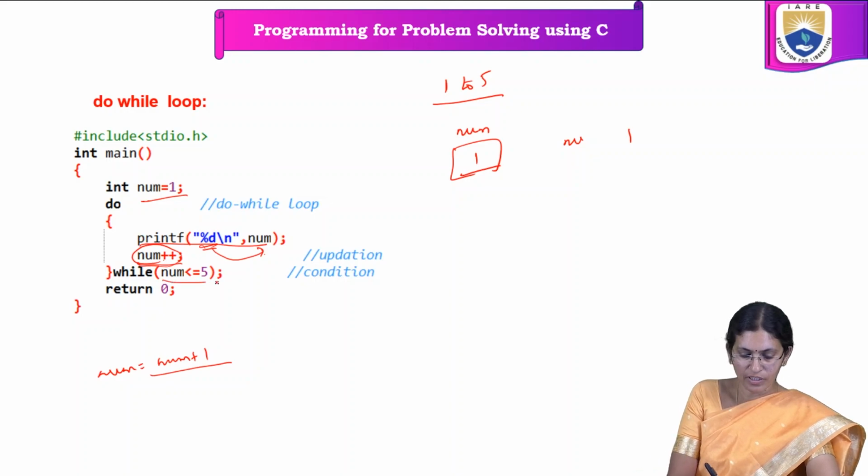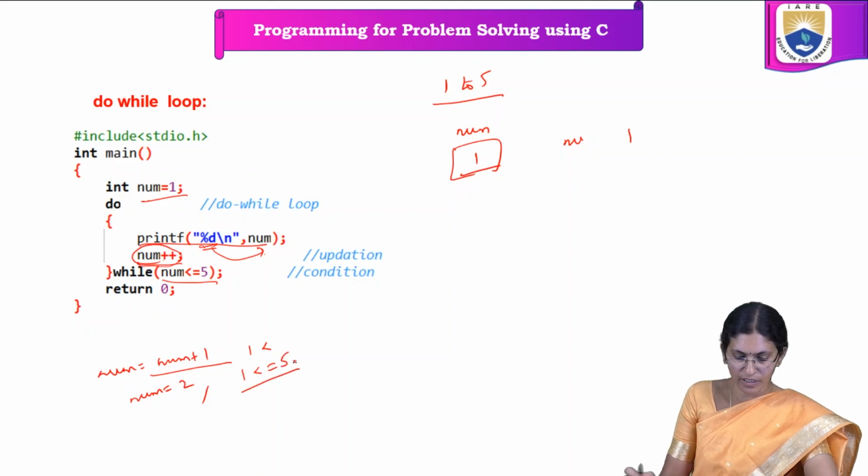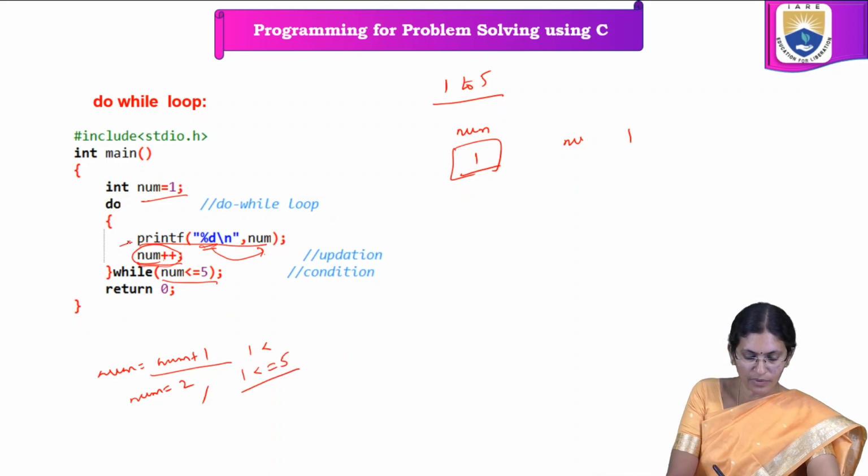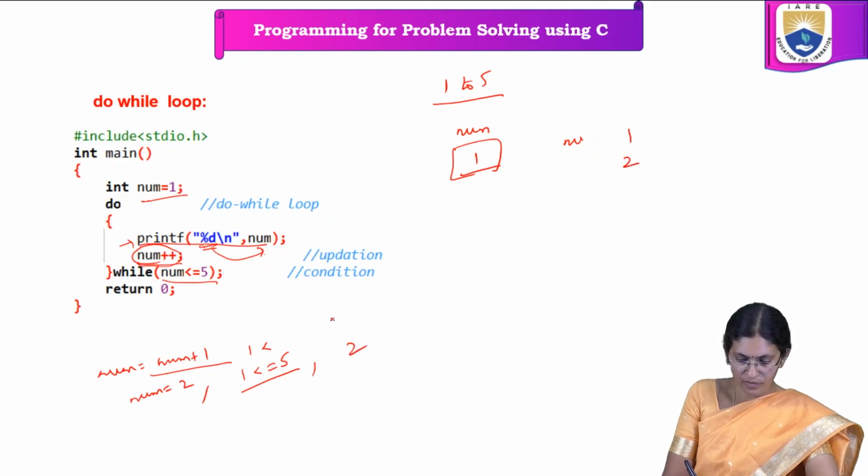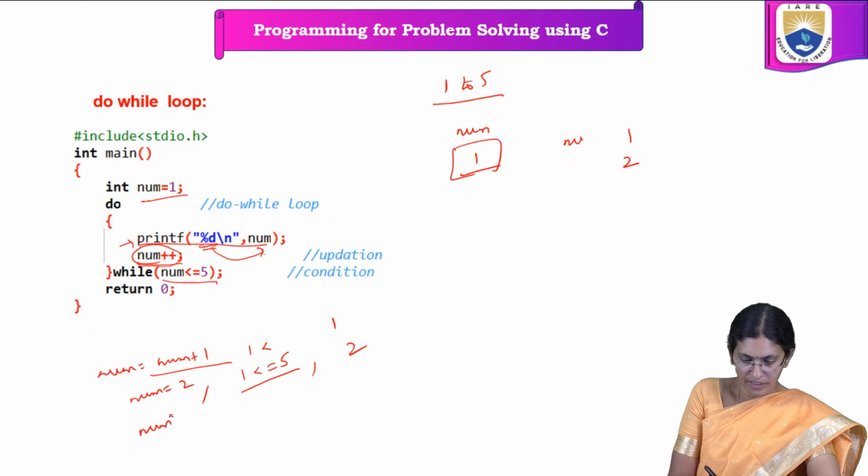Then after that it will check the condition, num is less than or equal to 5. So here num is equal to 2 now. After that, 2 is less than or equal to 5. This condition will be checked. It is true. So therefore again the printf statement will be executed. The output is equal to 2 now. Next num plus plus. Num is equal to 3 now.